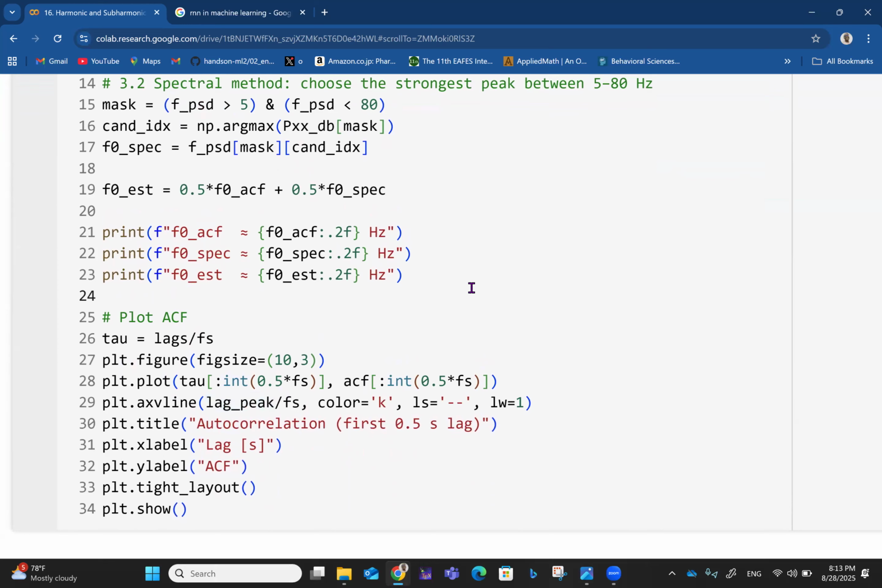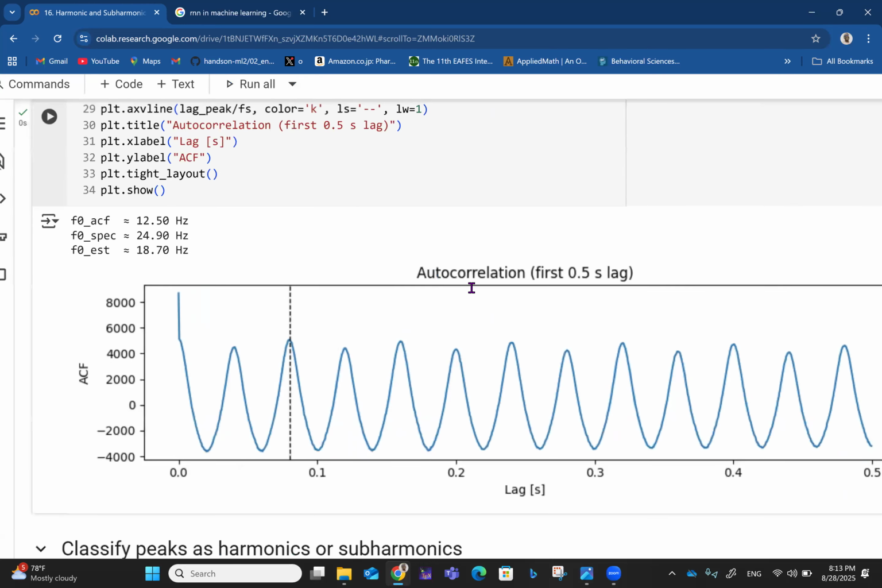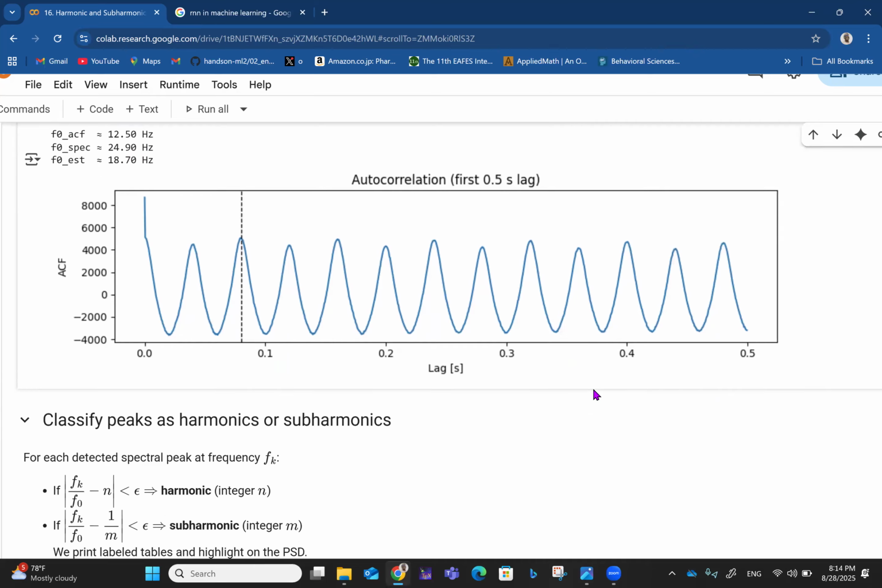So from here now, we run this, and we're able to detect. So you can get something for the first 0.5 second lag. So f naught ACF is 12.5, f naught spec is 24.90, f naught underscore EST is 18.70, and so on and so forth. So we have that for the autocorrelation.